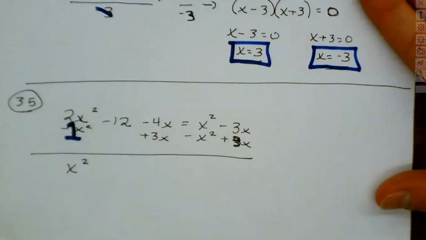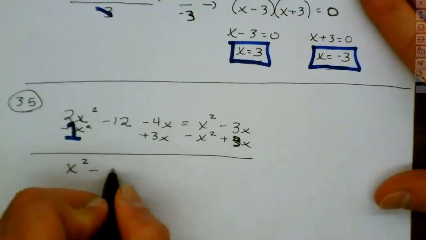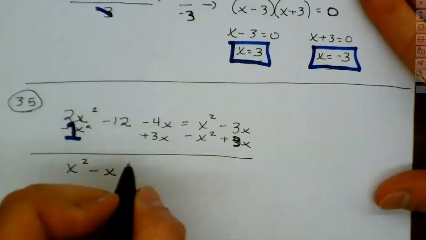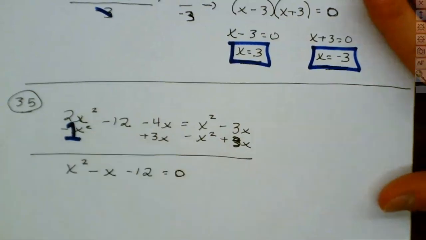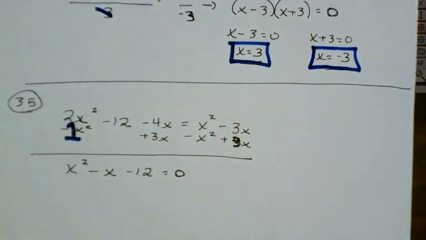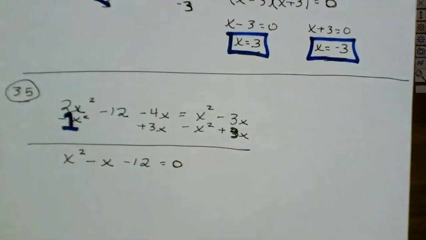We want to put the x's next. So we have a minus 4x and a positive 3x. That leaves you with a negative x. And then we have a negative 12, and that equals 0. Now we have it set to 0. And what do we do? We count the number of terms.